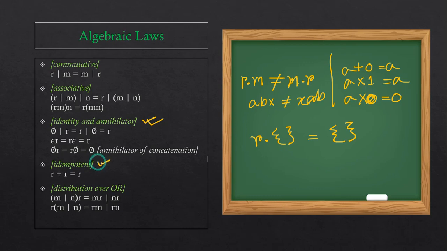Idempotent, the next important thing. What is idempotent? Idempotent is when you use an operator repetitively and the result doesn't change. So here, when you OR R with itself, R is any expression, the result is R. Doesn't matter how many times you OR it with, the result will always be R.